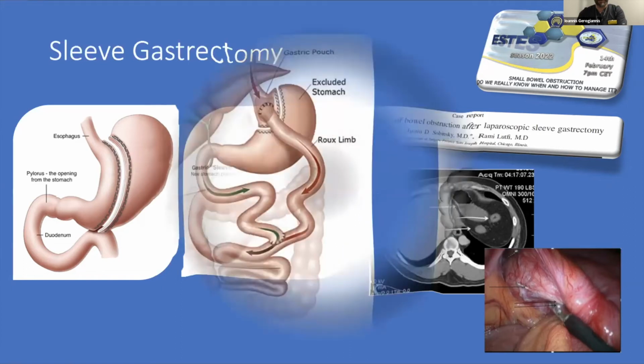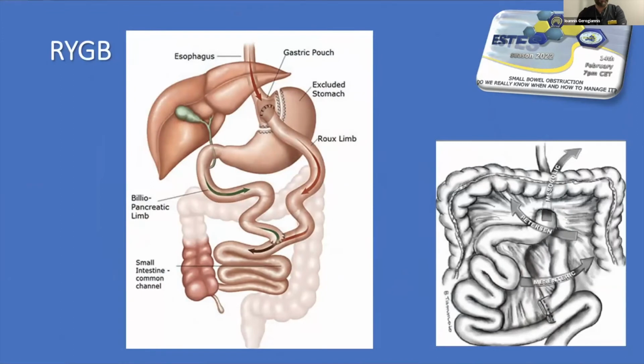Complicated. We have two anastomoses. We have a lot of defects. You can see the mesocolic defect if someone does a retrocolic anastomosis, Petersen's defect, and the mesenteric defect close to the jejunojejunal anastomosis. So three defects, three areas where someone can have small bowel obstruction.